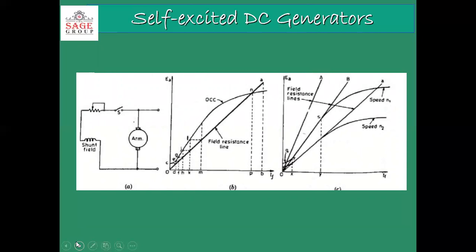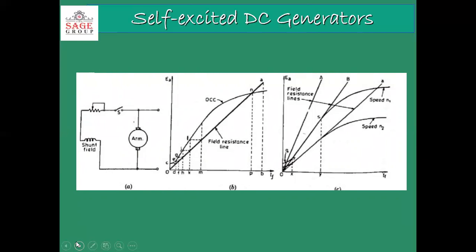The voltage buildup process can start only if there is residual magnetism in the magnetic circuit of generator. In case of a new machine or the one that has lost its residual magnetism due to aging or in transportation, self-excited generator will fail to build up the voltage. There may be reason of jarring of transportation also.